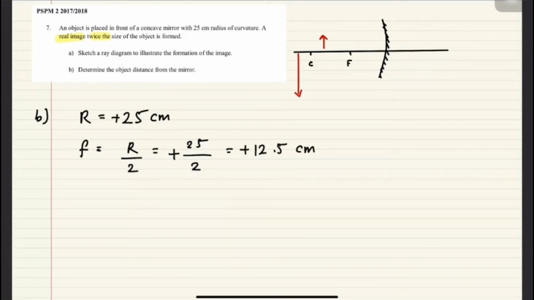Okay. Determine the object distance from the mirror. So F dah ada, M diberi, okay, M dia kata twice. Dia cakap dia twice, dia tak cakap dia inverted. But then because kamu tahu image dia tu inverted, kita baru tahu tadi. So M tu kena letak M negatif tu lah.